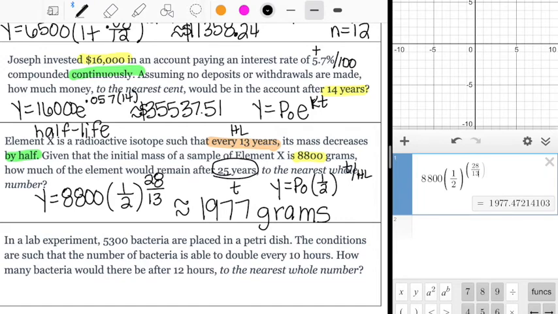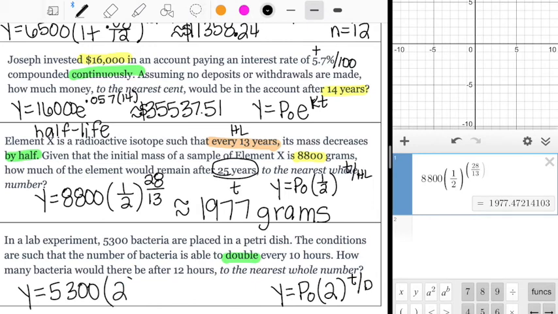All right, and the last one for a future value. It says, in a lab experiment, 5,300 bacteria are placed in a petri dish. The conditions are such that the number of bacteria are able to double. Keyword there is double. It takes every 10 years to double. How many bacteria will be there after 12 years? So again, to double, I have my initial value, my base is 2, and the time divided by my doubling time. Okay? So my initial value is going to be 5,300 times 2. And we're going to raise that to, we want to do it for 12 years, but it takes 10 years to double, so we're going to divide 12 by 10.